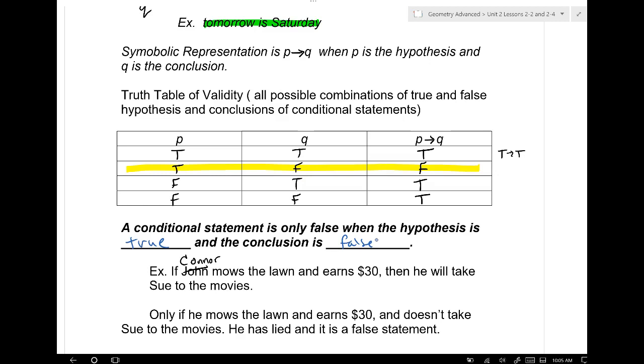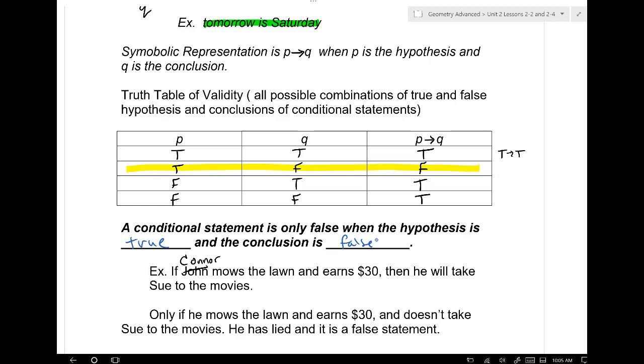You are in love. So you tell your girlfriend, hey, I'm kind of a broke young guy here, but if I mow the lawn and I earn $30, I'm going to take you to the movies. Doesn't he sound like a nice guy? He's going to earn money to take his girlfriend out. So now let's go through these examples. First example, true, true. Connor mows the lawn, earns the $30, and then he takes her to the movies. Is he a good, honest man?